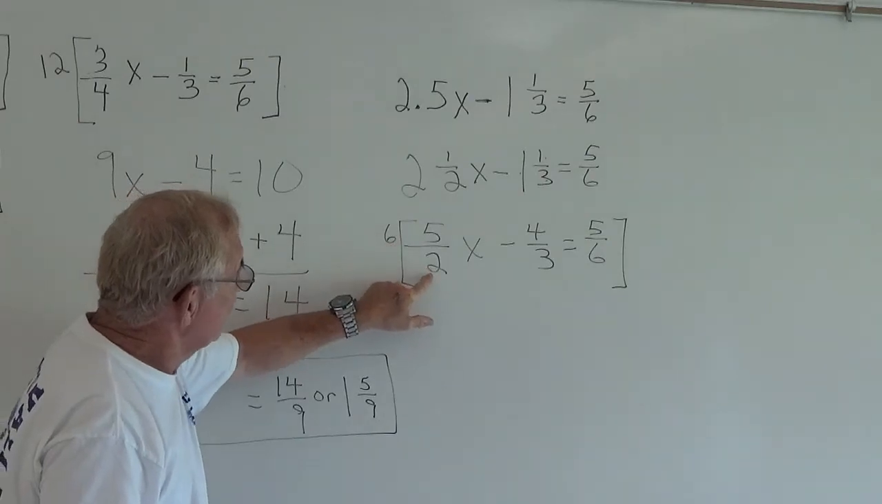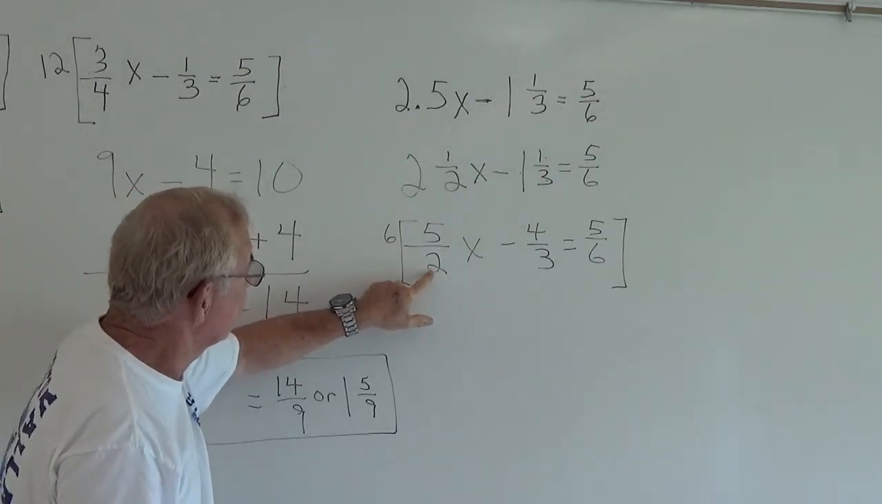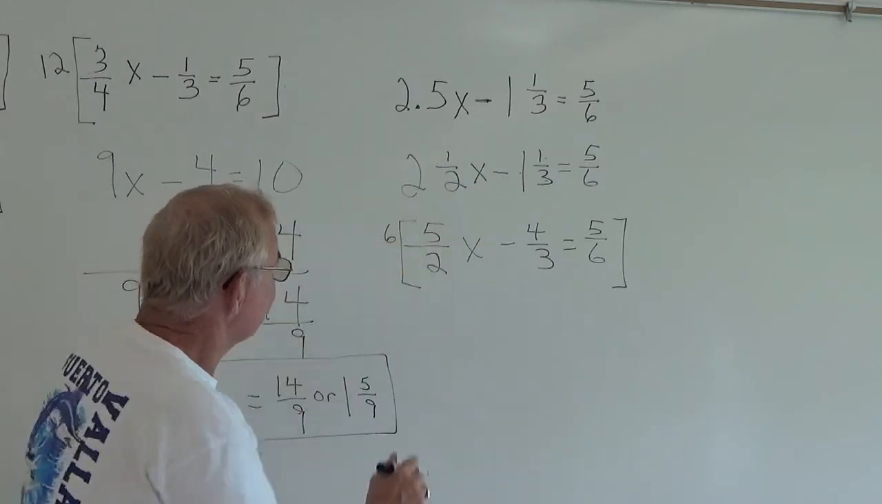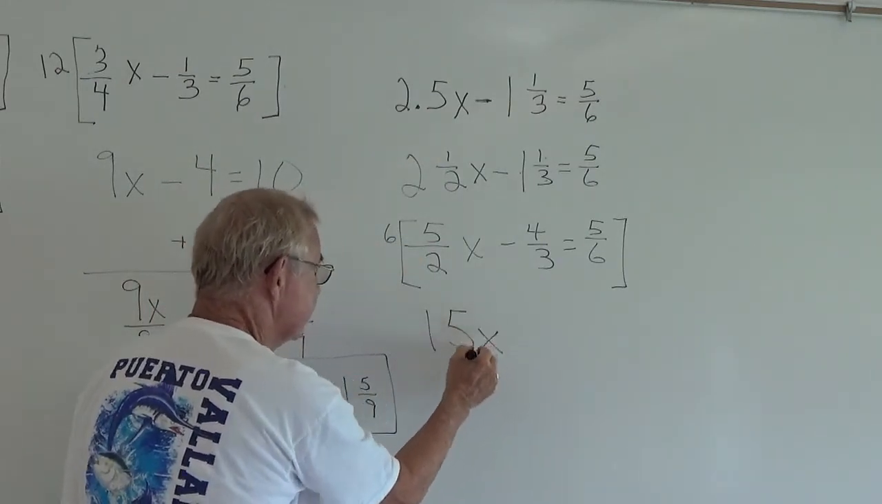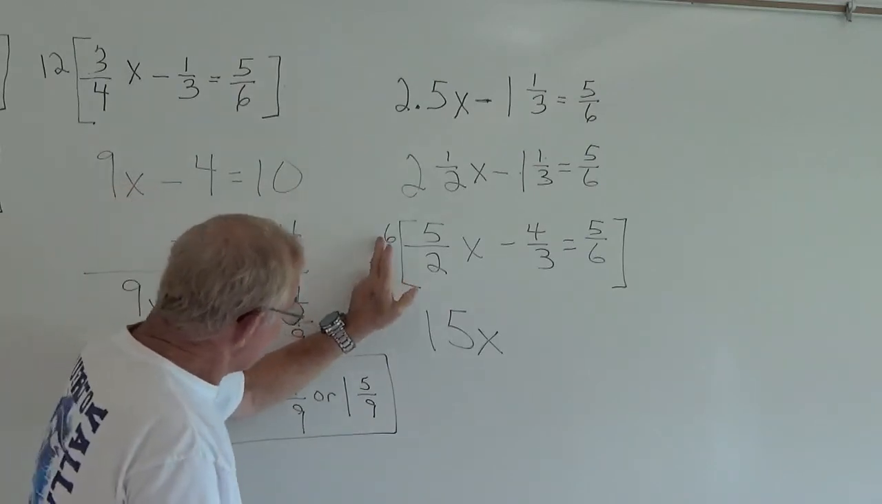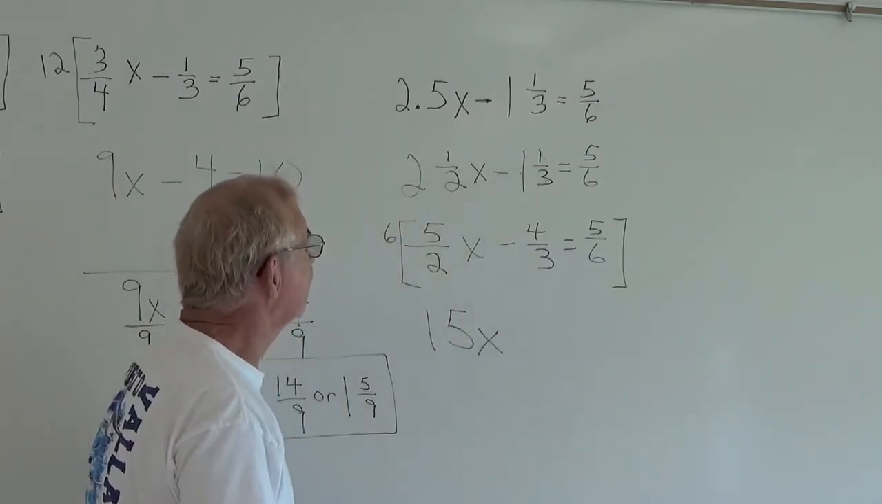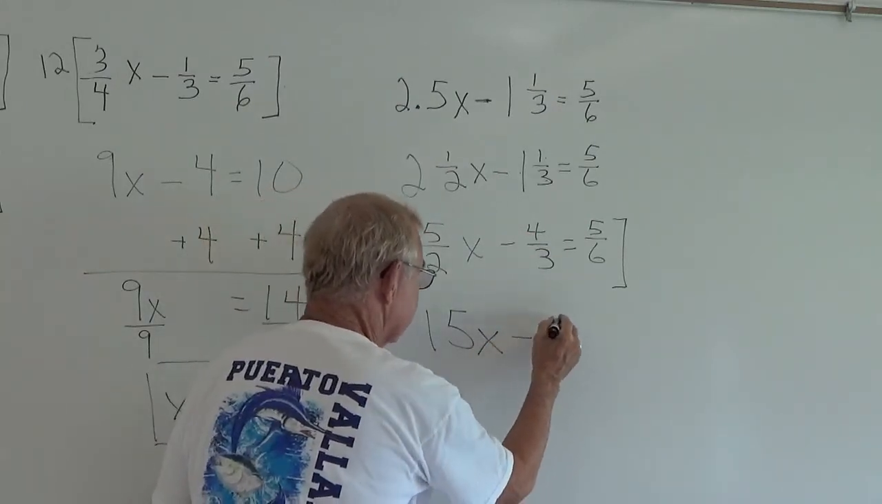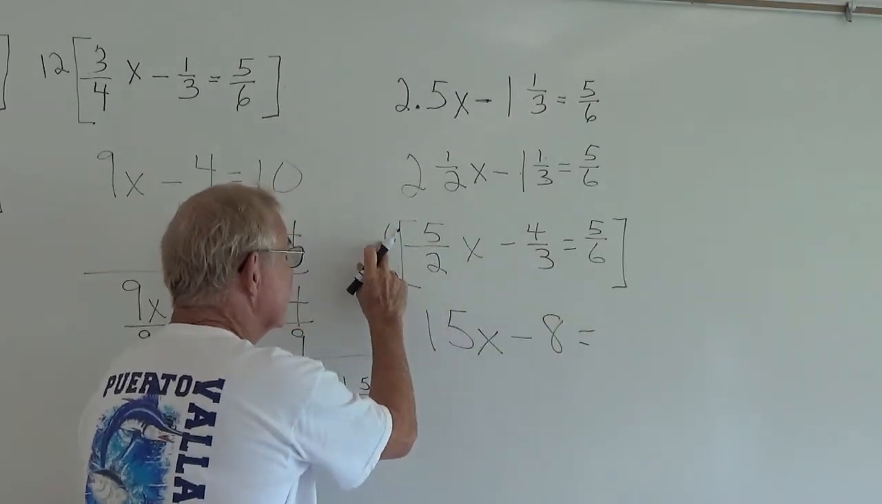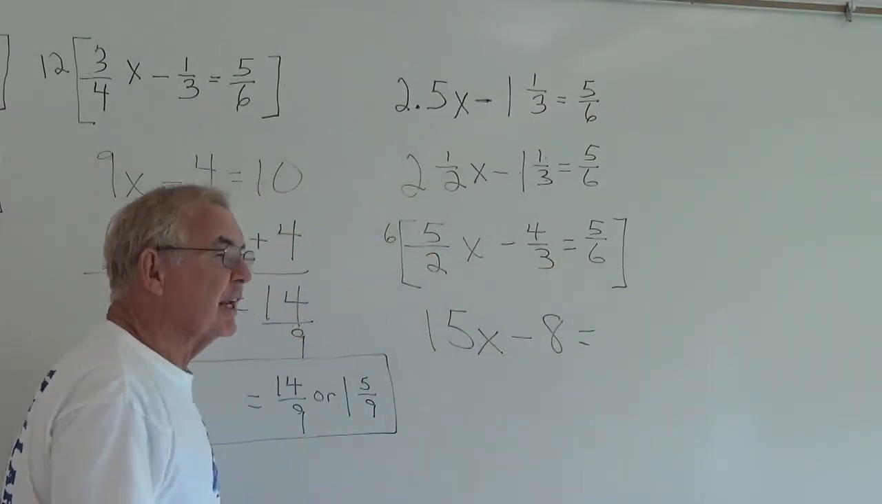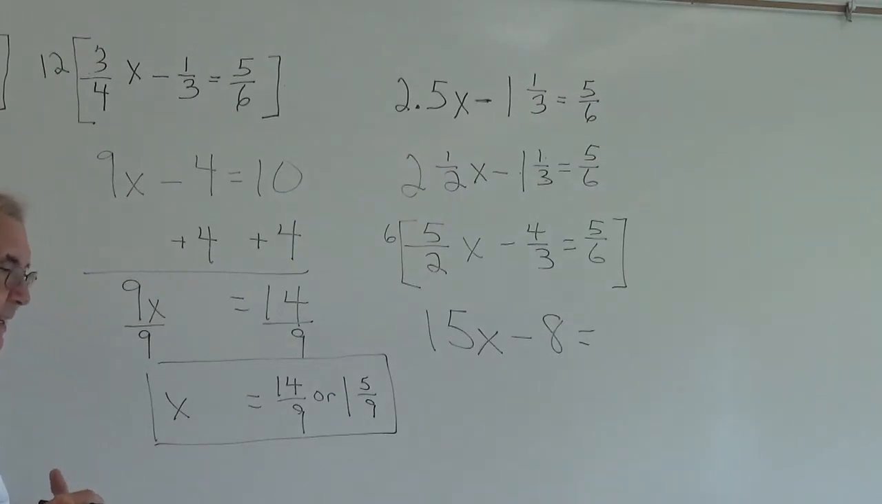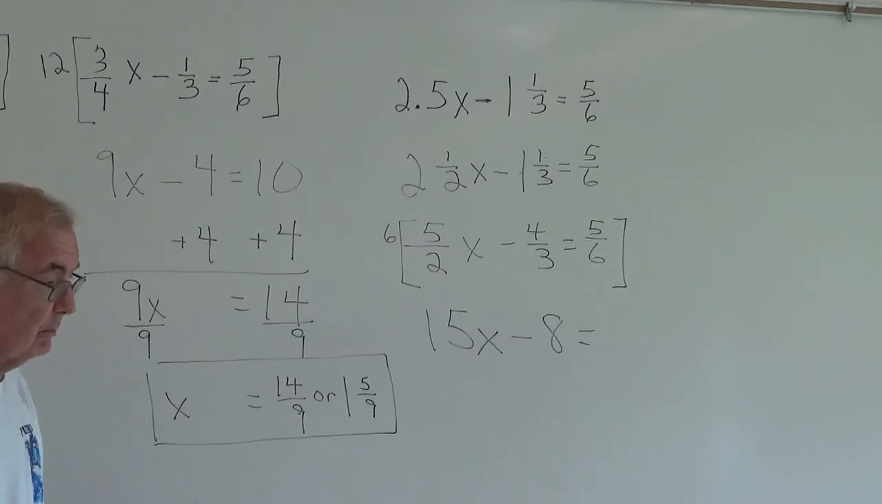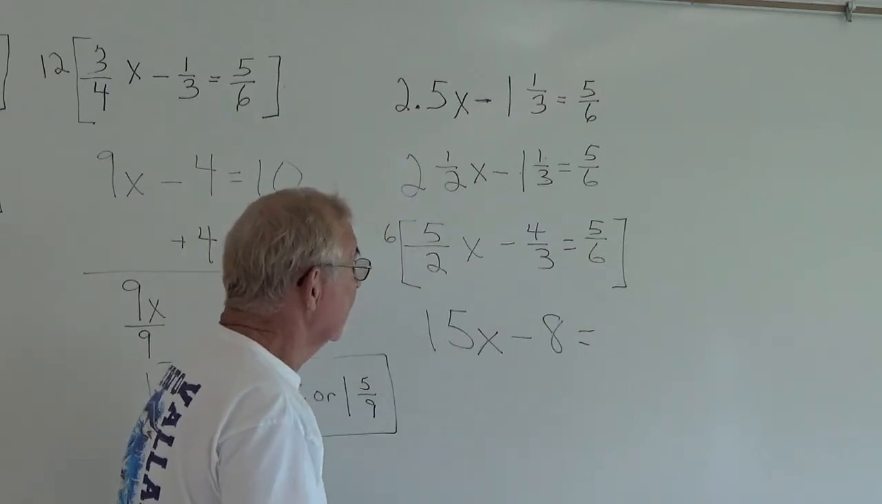What's 6 divided by 2? Brings it down to 3. What's 3 times 5? You say 15. What's 6 divided by 3? You say 2. What's 2 times -4? -8. And what's 6 divided by 6? Now that word cancel, I don't like to use it. It means it disappears. No, it doesn't. 6 divided by 6 is 1. 1's there. So 6 divided by 6 is 1, and 1 times 5 is 5.